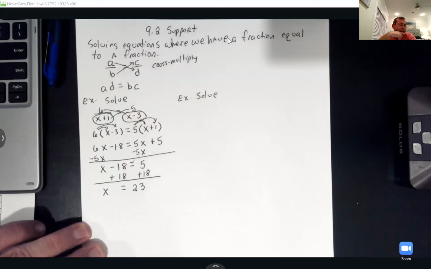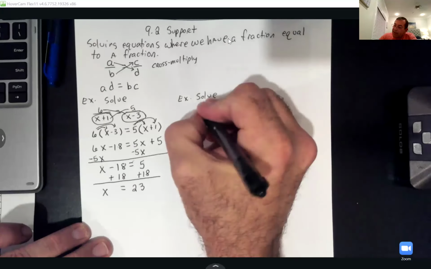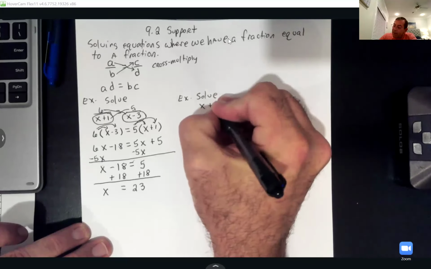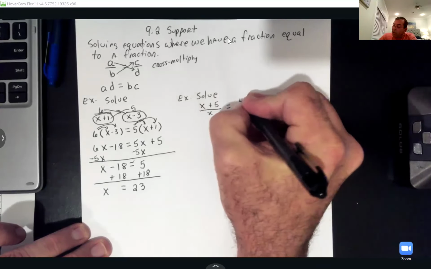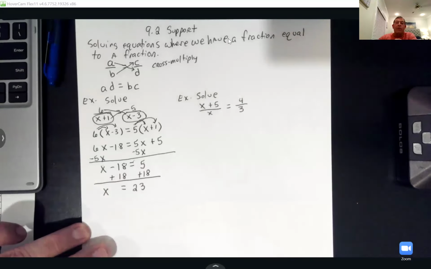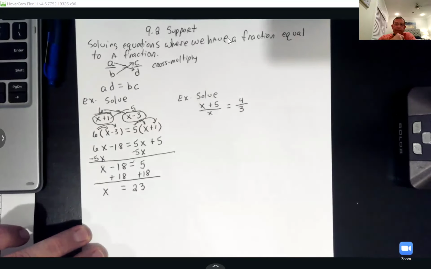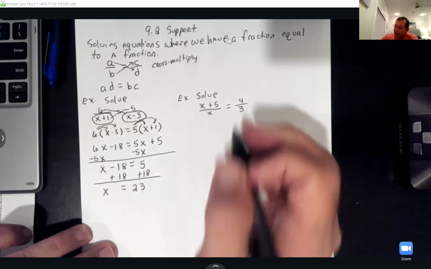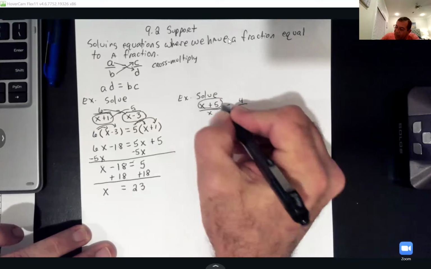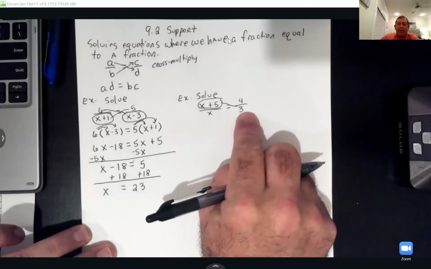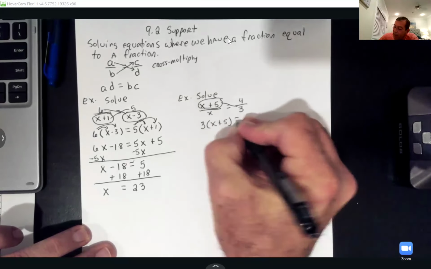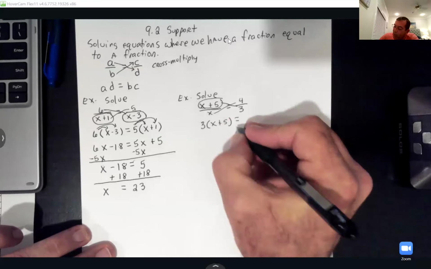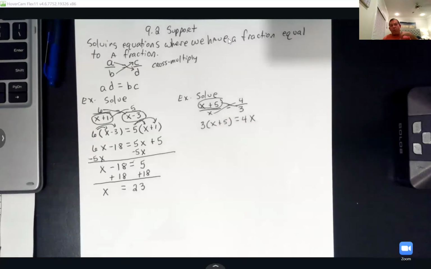Oh, y'all, so let's see what they did over here. This one, they got x plus 5 over x is going to equal 4 over 3. So y'all, fraction equal to a fraction again. So both of these, the x plus 5 both, are going to multiply by that 3. So that'll give me 3 times the x plus 5. Right side, this x times 4 is just a 4x.